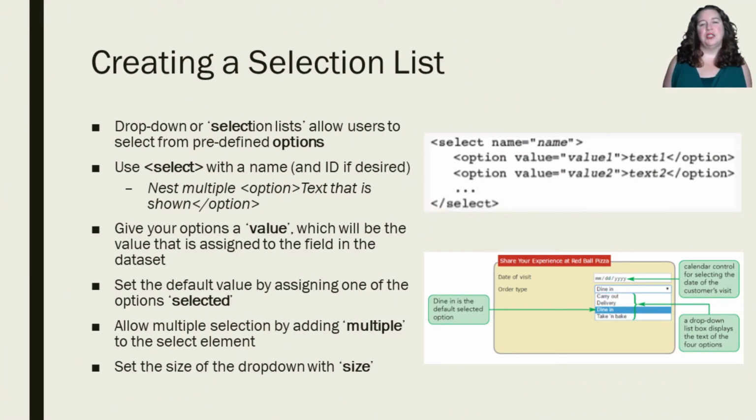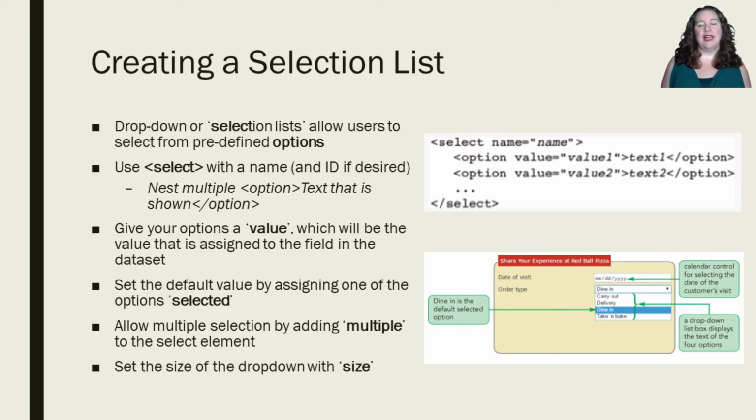The next option that we have is a drop-down or a selection list. We call them selection lists because they give people options. So if you try to remember the word select for selection list and then the options of the selection, that will help you to remember what the name of the element is. It is not called a drop-down. It is called a select.